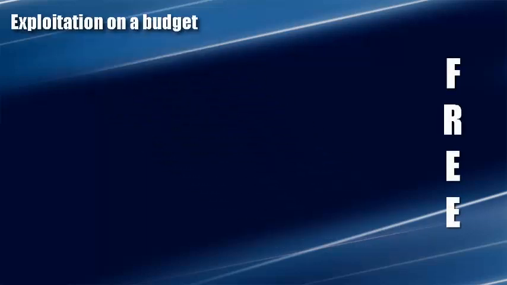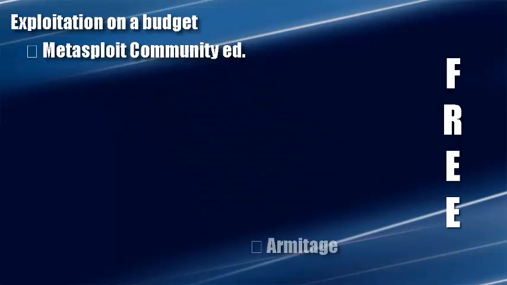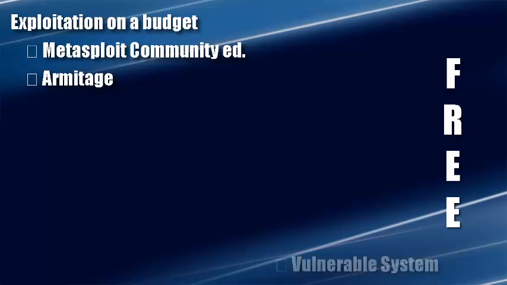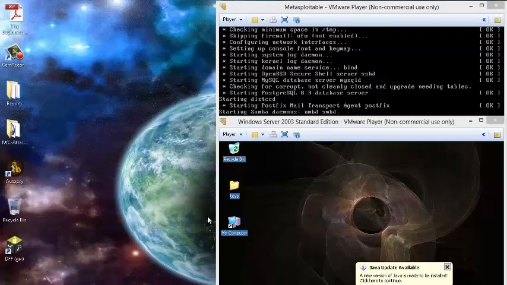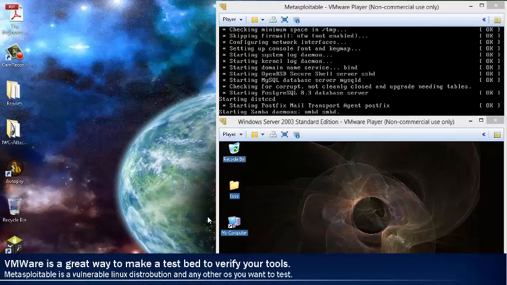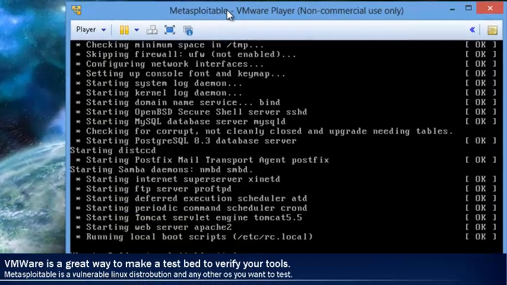In this episode, we're going to be talking about exploitation on a budget using the Metasploit framework and Armitage. Armitage is a graphical user interface for Metasploit and makes things a little bit easier. You're also going to need a vulnerable system to be able to play with. Let's get started.